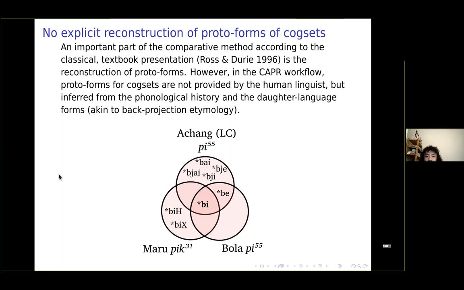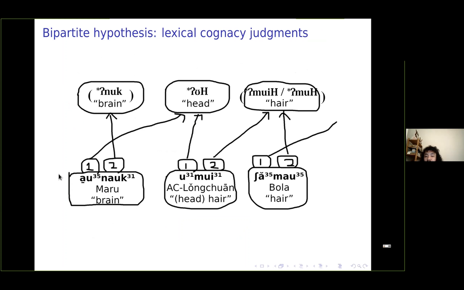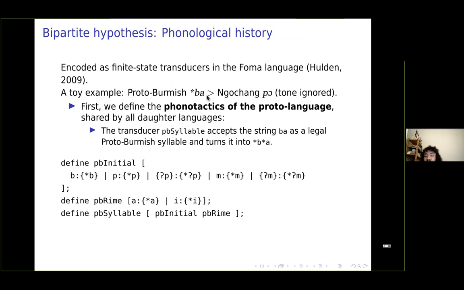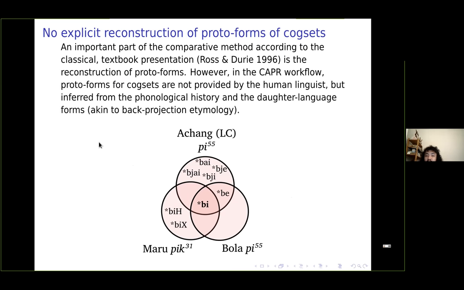An interesting point of the CAPR hypothesis, or the theory on which you actually work, is that you don't actually do any proto forms. I mean, if you take a look here, you might think that the linguist needs to write a glottal stop O and H for the head. No, it shouldn't work like this, because basically the protoforms should not be provided by the human linguist, but inferred from the phonological history and the daughter language form.